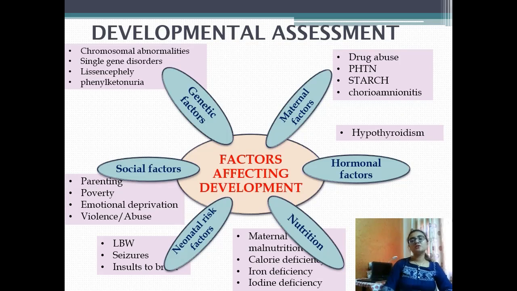Now, factors which affect development. Same as growth, there are some factors which can affect development. So here are the chromosome abnormalities mainly. They do affect growth and development both. Maternal factors like drug abuse, maternal hypertension, maternal infections like TORCH, toxoplasmosis, rubella, these do affect the development of a child. Hypothyroidism of the mother makes the child mentally deprived. Nutrition of mother affects the child ultimately.